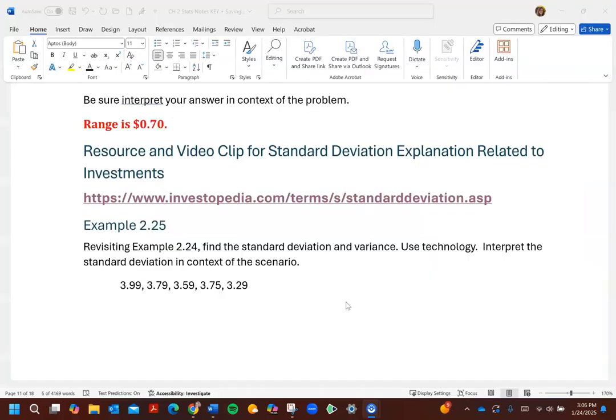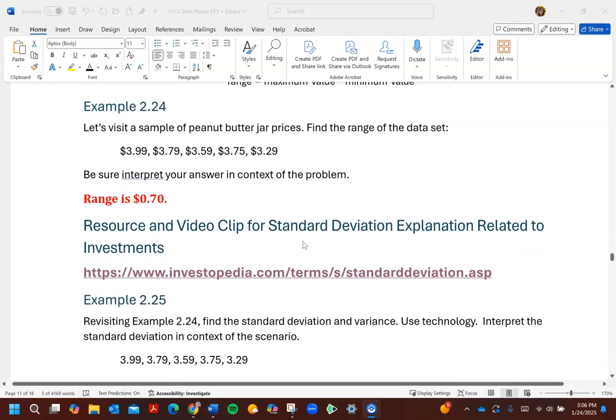So skipping all the math that they did in the formulas and things, we're just going to take the data from this peanut butter jar price problem, and we'll figure out what the standard deviation is. Once you get the standard deviation, if you just square that, you'll get the variance. So if you're asked for variance in your MyOpenMath problems, then just find the standard deviation and square it.